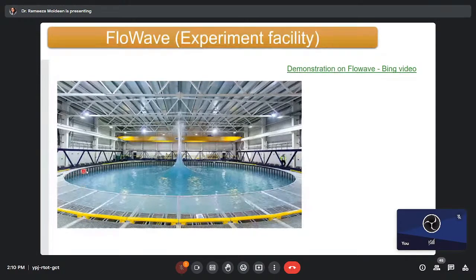This tank has 128 wave makers around it, and it can generate a random sea, a three-dimensional condition, like currents. It can generate waves and currents, so that we can properly test the forces acting on the cable. So we can have the waves generated, currents generated, then the forces, the bending strain, and everything can be recorded.